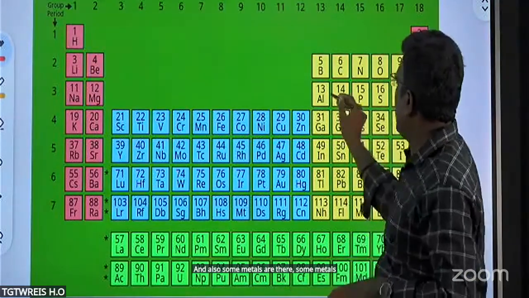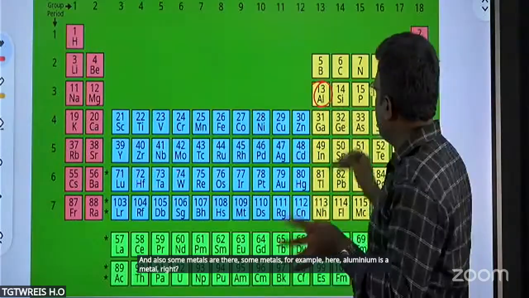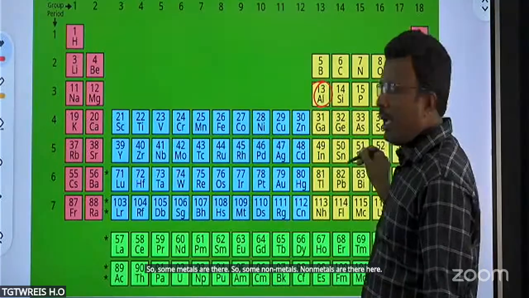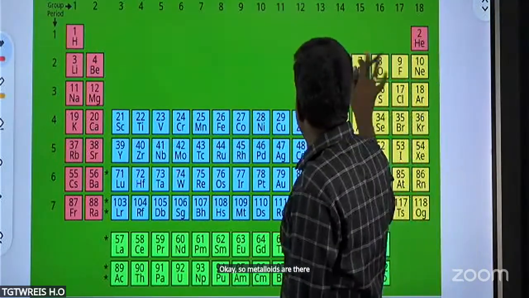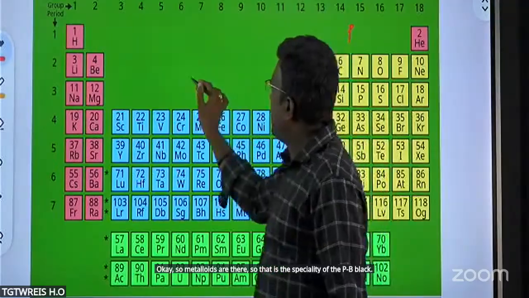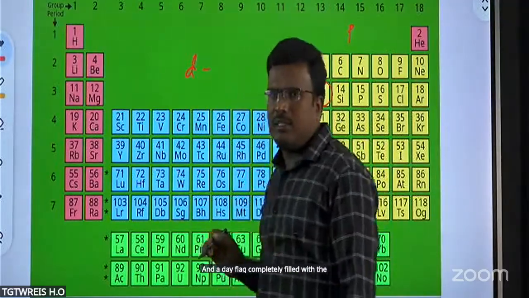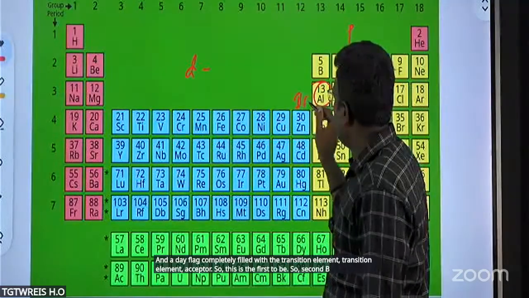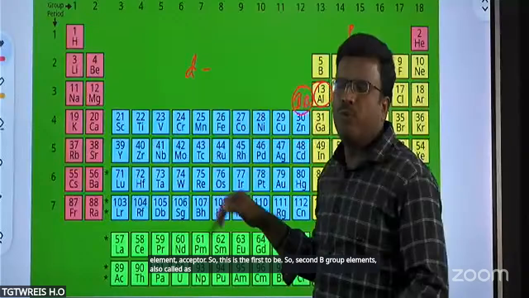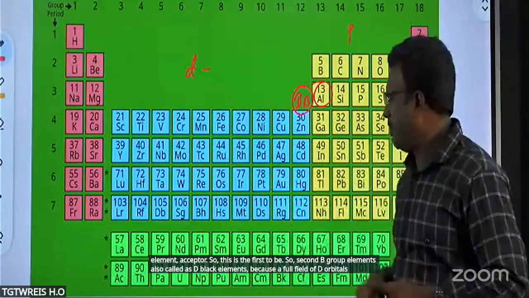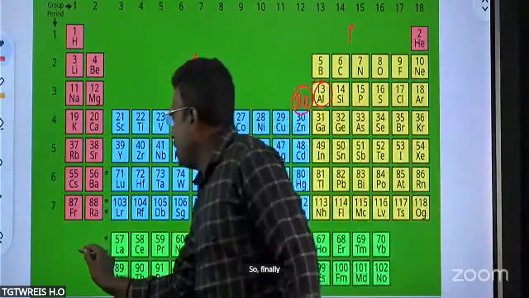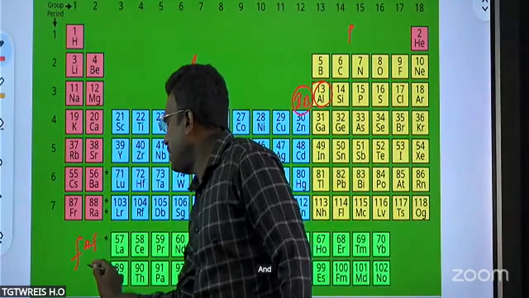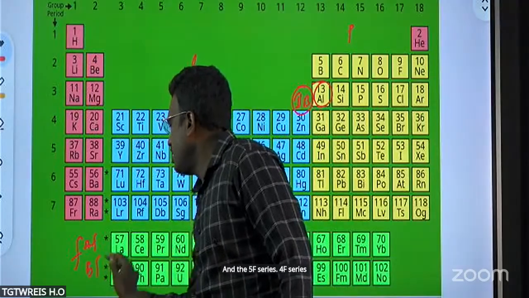Some metals are there, for example aluminum is a metal, and some non-metals are there, and metalloids are there. That is the speciality of the P block. The D block is completely filled with transition elements, except the first B and second B group elements, which are also called D block elements because of the filling of D orbitals. That is another topic. Finally, F block elements: there are two series, the 4F series and the 5F series. The 4F series is called lanthanides, and the 5F series is the actinides.